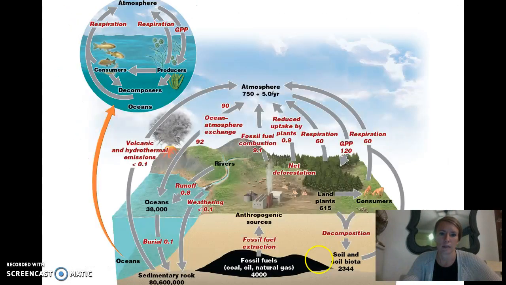So this is a very complicated cycle. It's much more complicated than the water cycle. So there's several different sources. So take a look at each of these arrows and see if you can understand where they're coming from.